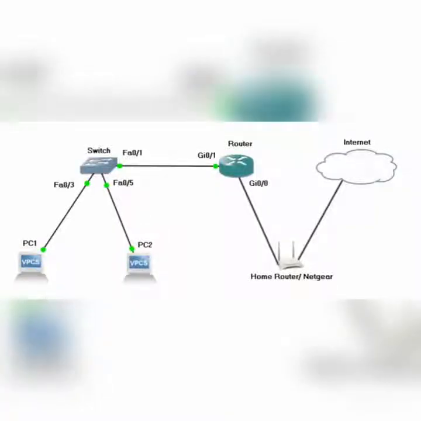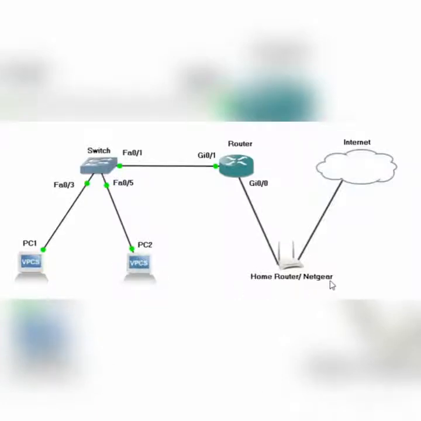Now I will show you the network topology of this network. You can see here this one is a home router, an ADSL router, which is connected to the internet or ISP connection. And this one is our Cisco router and this one is a Cisco switch, and these two are PCs. One is my laptop and another one is my desktop PC.